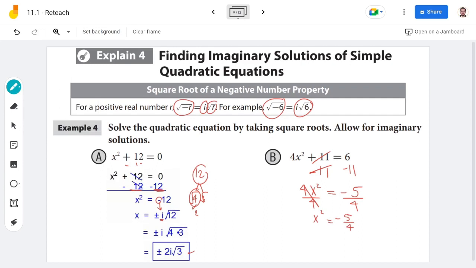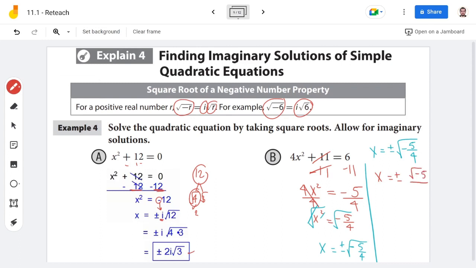Now use the square root for both sides, so the square root cancels the square. So x is equal to positive or negative square root of negative 5 over 4. Now split the square root. Let me write it here. x equals plus or minus the square root of negative 5 over 4. Now split the square root for the numerator and denominator.